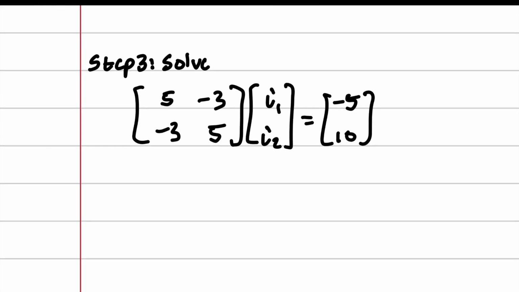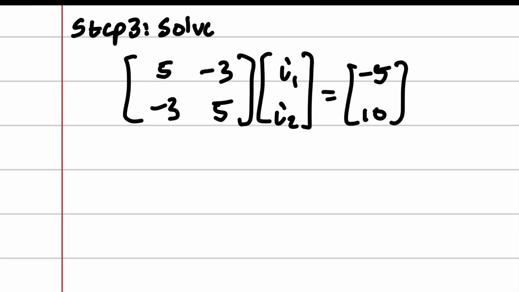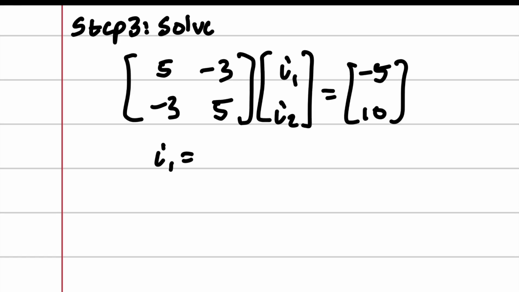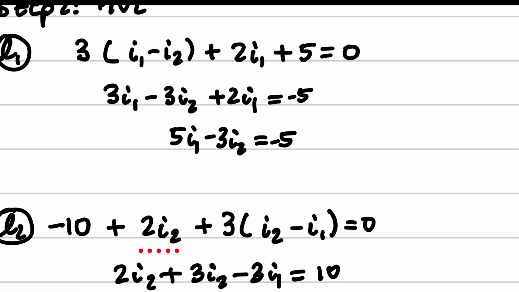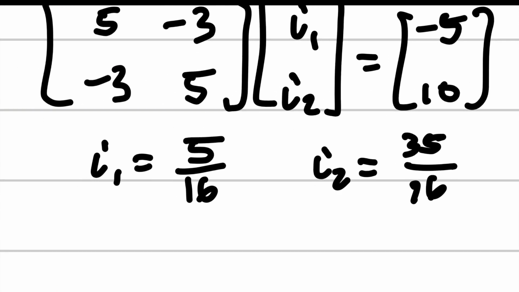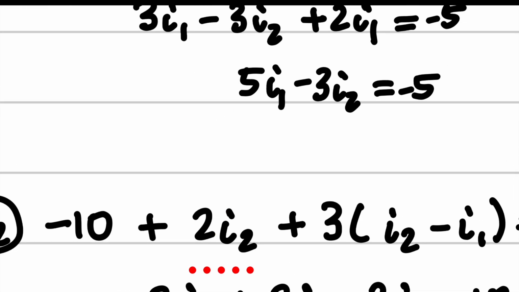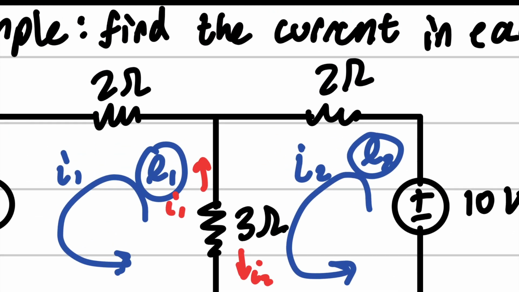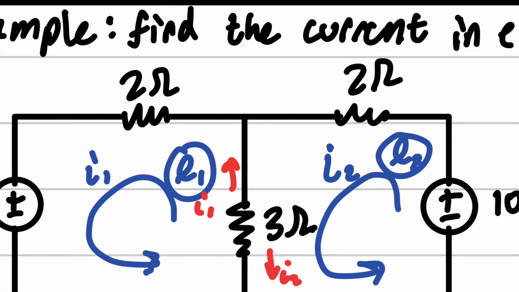And then grabbing our calculator, we are going to solve for I1 and I2. And we are going to get I1 equals 5/16 and I2 equals 35/16. So I want you to notice something. These are positive values, okay? So what does it mean if you get positive values for current? Getting positive values for current means that the direction that you chose was correct, okay?